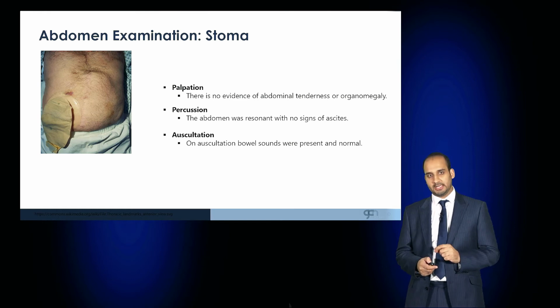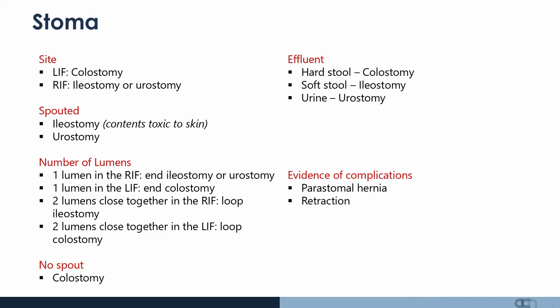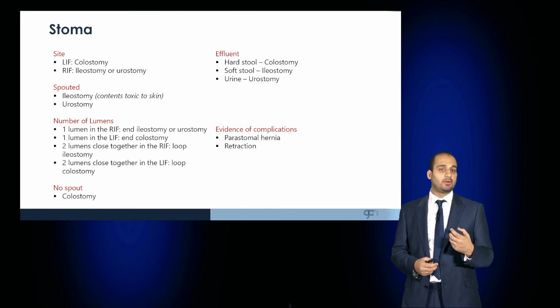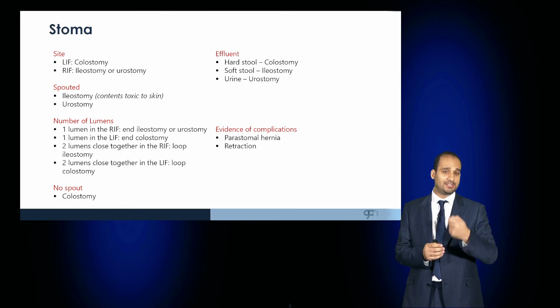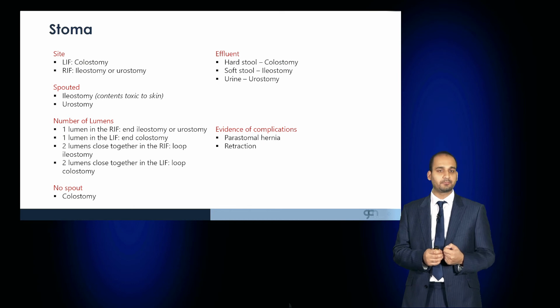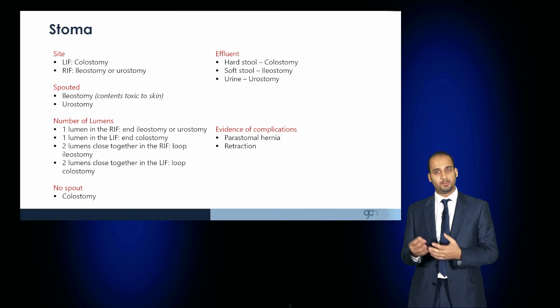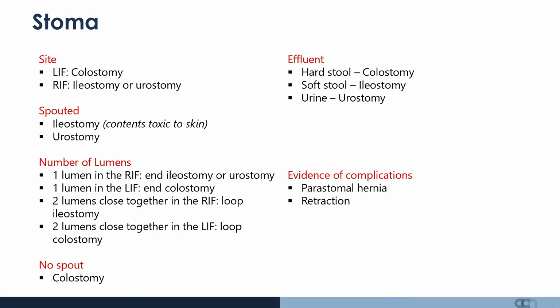Let's just talk about the stoma in a little bit more detail. Stomas can be in the left iliac fossa or right iliac fossa. Right iliac fossa, we saw in this case, are usually ileostomies or urostomies, and left iliac fossas are usually colostomies. Ileostomies and urostomies are both spouted because their contents are irritant and toxic to the skin. The way to discern them is their effluent. A urostomy would result in urine, an ileostomy would result in soft stool or liquid effluent, and a colostomy would have hard stool. The number of lumens is important.